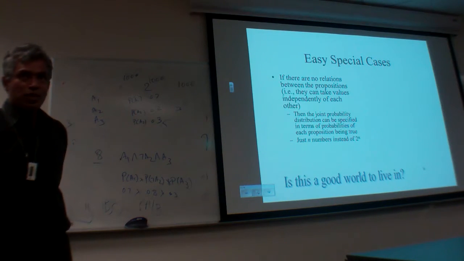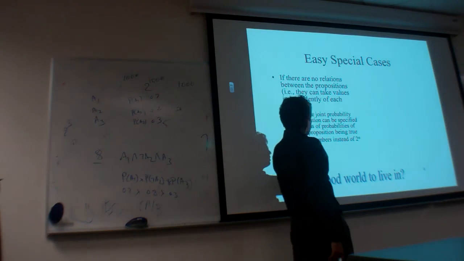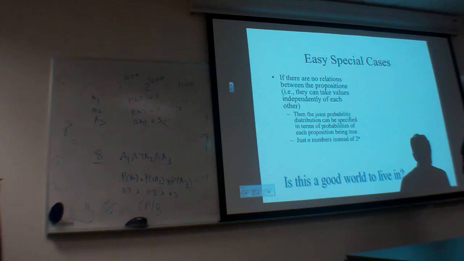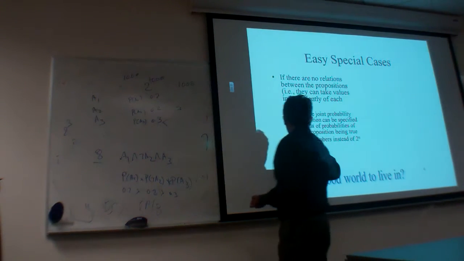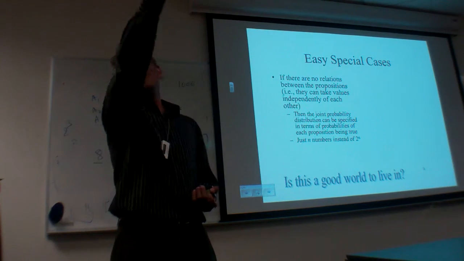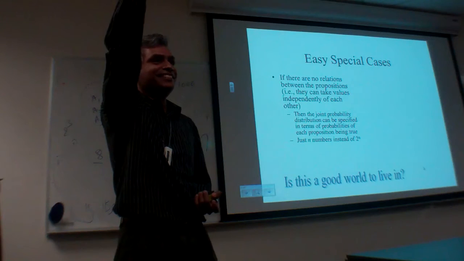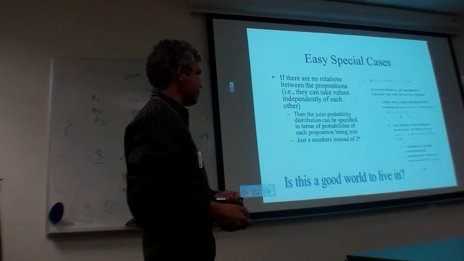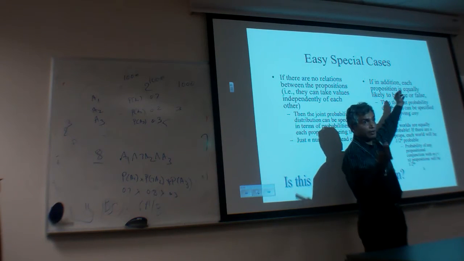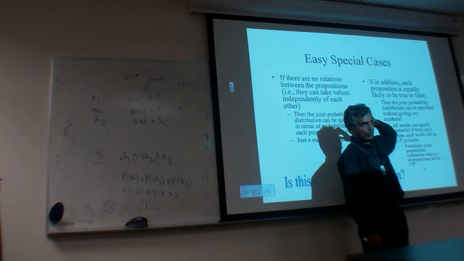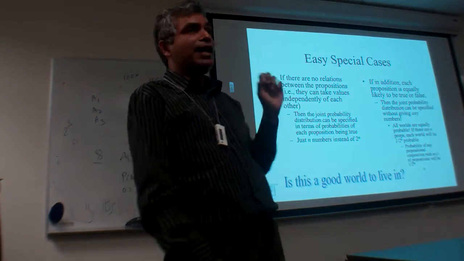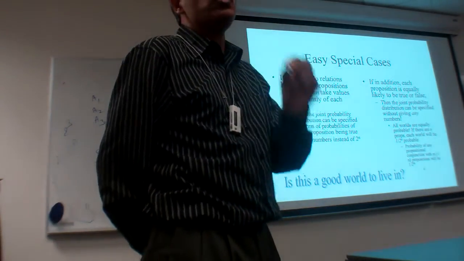You see what I'm saying? So if everything is independent of everything, then you just need n numbers instead of 2 power n numbers. And furthermore, if each proposition is equally likely to be true or false, then I just need 1 number, that probability. So instead of requiring 2 power n numbers, I got by with just n numbers, or even just 1. That's a huge, huge, huge savings.